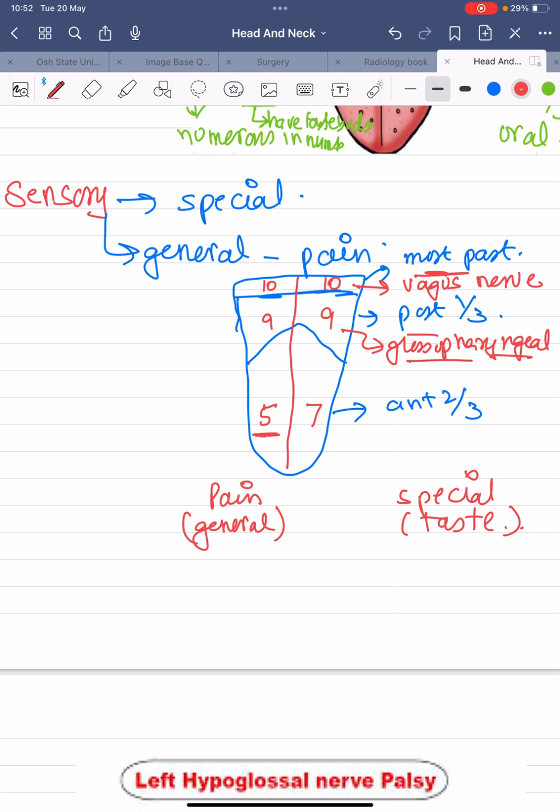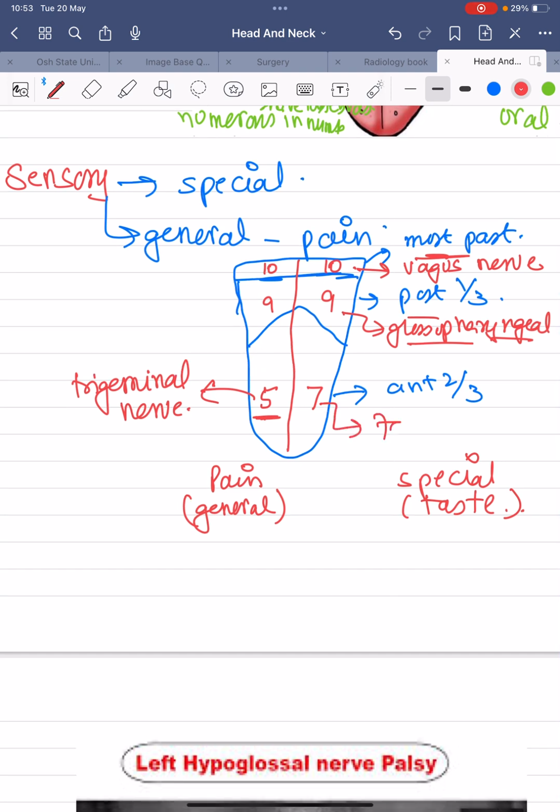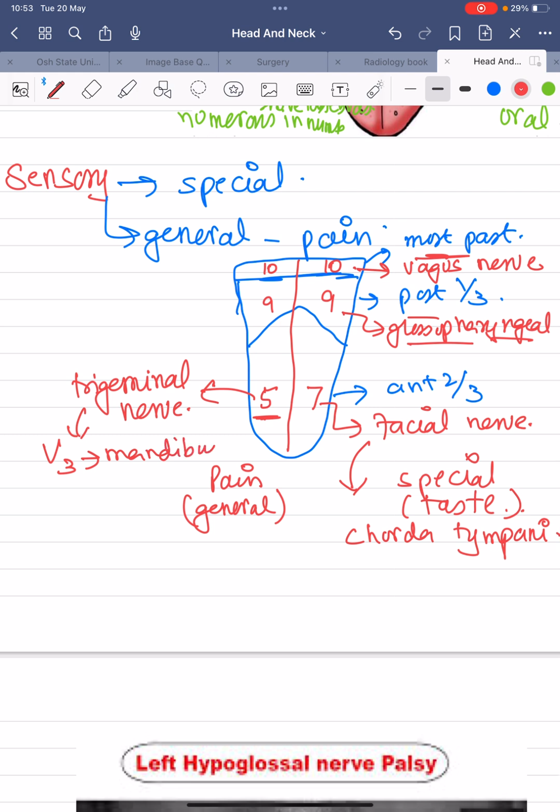Fifth cranial nerve is which nerve? It is your trigeminal nerve. Seventh is which nerve? It is your facial nerve. Now seventh nerve, which branch? The answer is chorda tympani. Trigeminal, which branch? Fifth cranial nerve, third branch, that is the mandibular nerve. And from the mandibular nerve, you must know it is the lingual nerve.